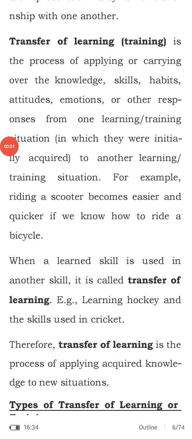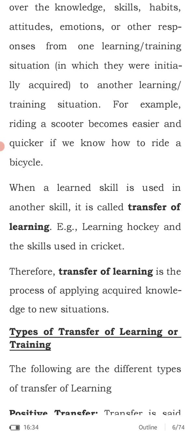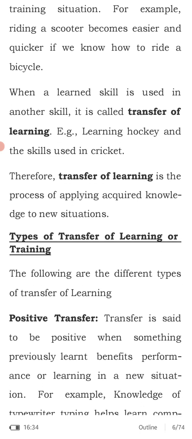Transfer of learning is the process of applying or acquiring knowledge, skills, habits, attitudes, emotions, or other responses from one learning situation to another. For example, riding a scooter becomes easier and quicker if we know how to ride a bicycle. When a learned skill is used in another situation, it is called transfer of learning. For example, learning hockey and using the skills in cricket. Therefore, the transfer of learning is the process of applying acquired knowledge to new situations.